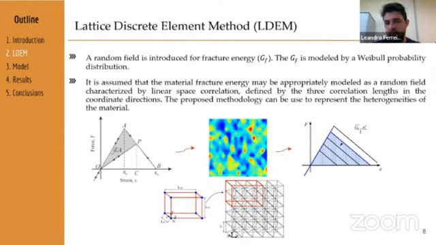The proposed methodology can be used to represent the heterogeneities of the material, like, for example, the aggregates in concrete. In the figure below, it's possible to see the original bilinear constitutive law, the random field of the fracture energy, and, associated with it, the different constitutive laws employed in the model.